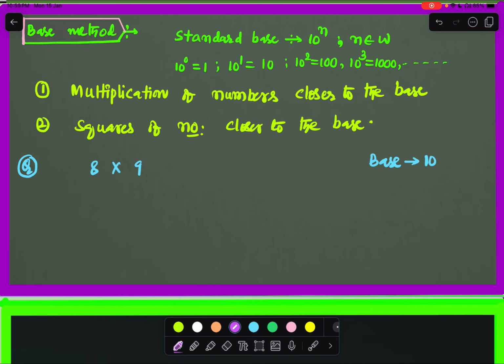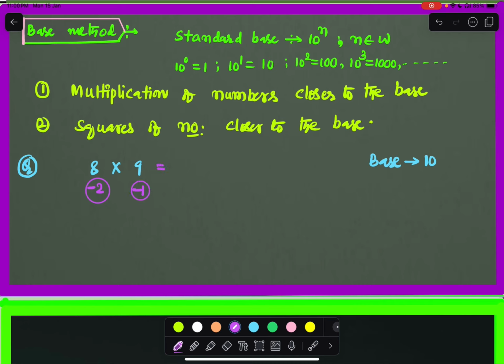If I'm taking 8 as a number, it is slightly less than our standard base. How much less? 2 less only, right? So at the bottom of this number, write the value 2. How can we indicate 2 less mathematically? We'll write it like minus 2, inside the circle at the bottom of that number. It indicates that your number 8 is 2 less than 10. What about 9? Your 9 is 1 less than your standard base, 10.